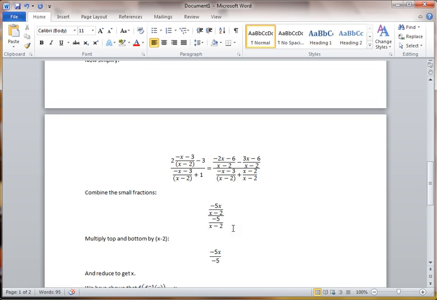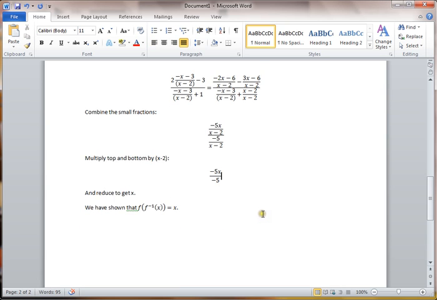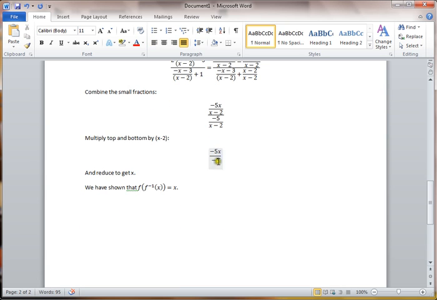Now you can either invert and multiply, or you can multiply the top and the bottom by this common denominator of x minus 2. The x minus 2's basically go away, and you have this fraction minus 5x over minus 5. And the last step, of course, is just to cancel the minus 5's and get just the identity function, which is x. So we've shown that the composition of f with f inverse is equal to the identity function.